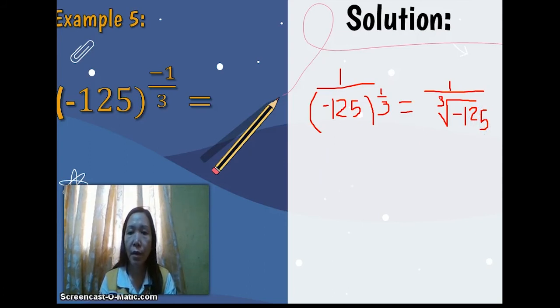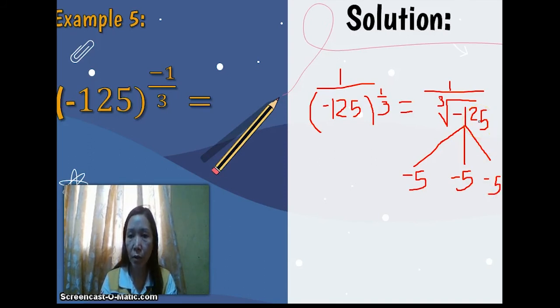Okay, next. We're going to think of a number that, when you multiply it by itself three times, the answer is negative 125. What is the number? Using the factor tree, since that is negative and the index is an odd number, the factor will be negative. So we have negative 5, because negative 5 times negative 5 is positive 25, and positive 25 times negative 5 is negative 125. So that's why our factor is negative 5.